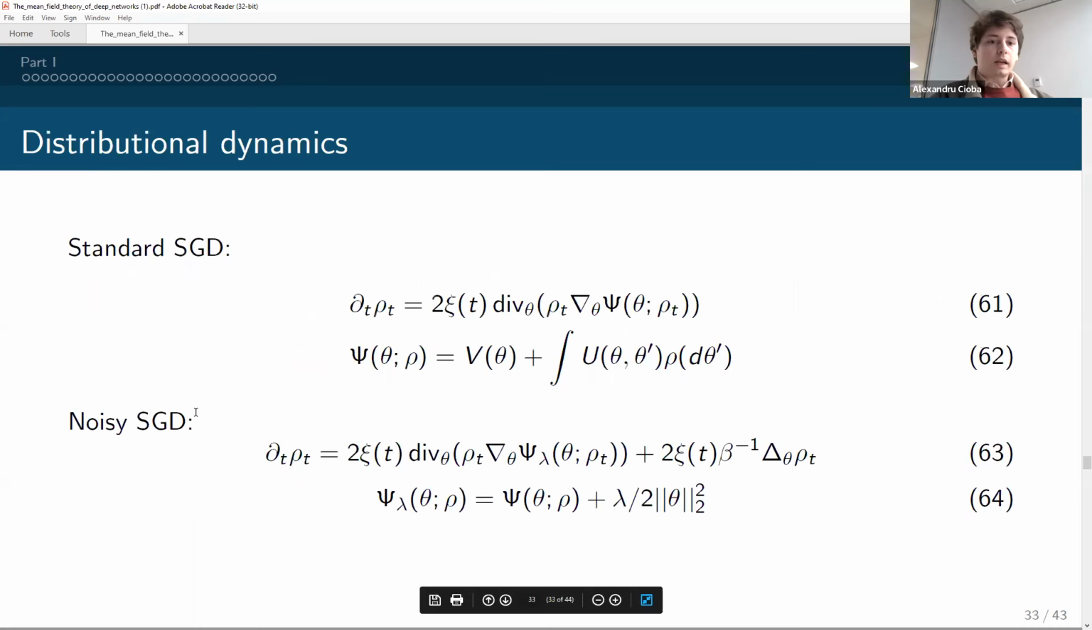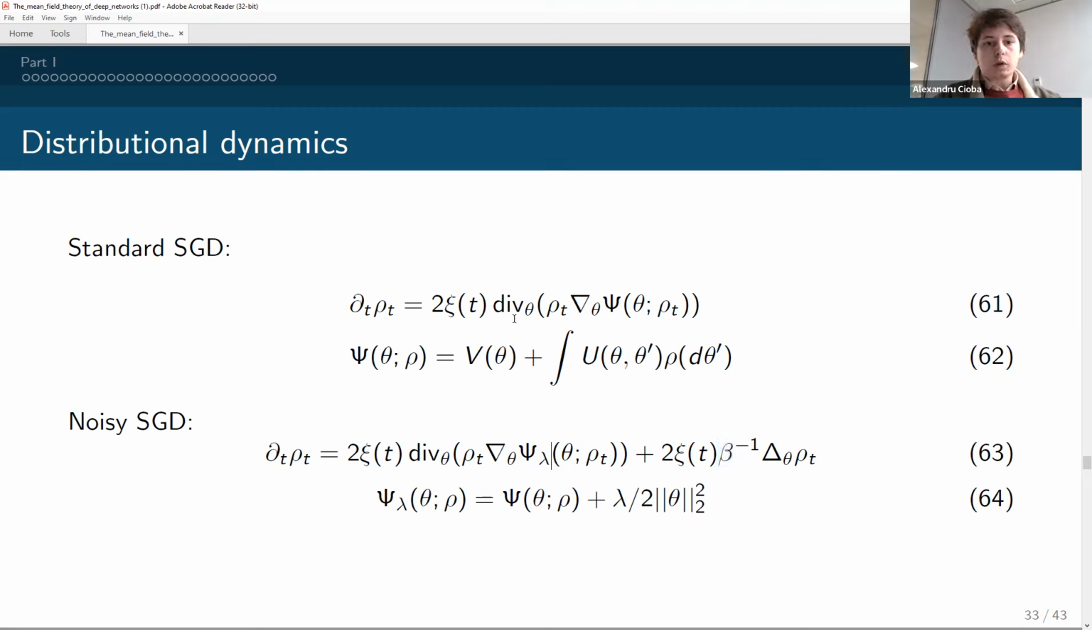Okay, we're going to look at standard gradient descent and at noisy gradient descent. Remember, noisy gradient descent was defined by, at each particular step, adding some independent Gaussian noise with amplitude, or with variance, beta.